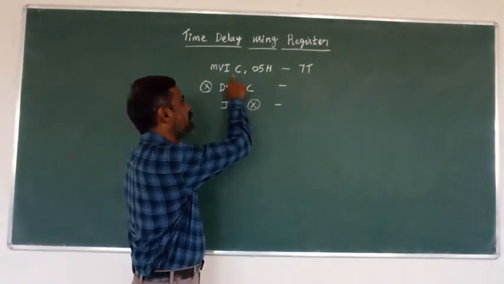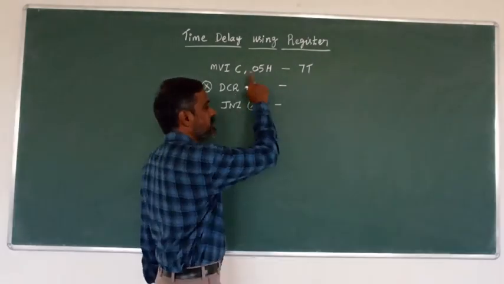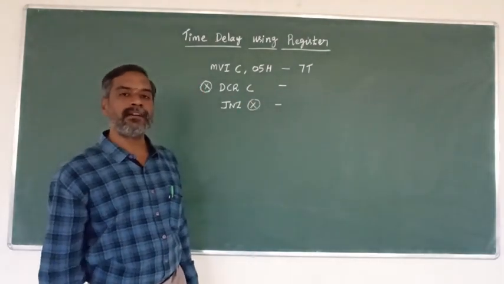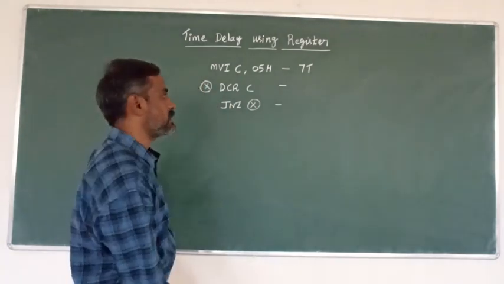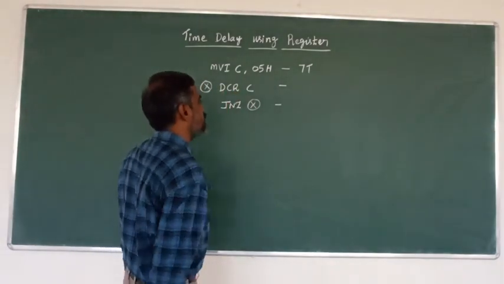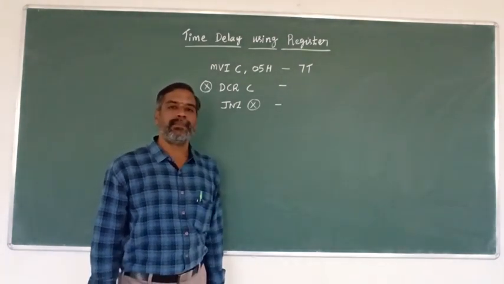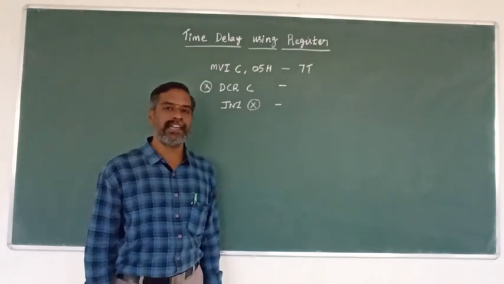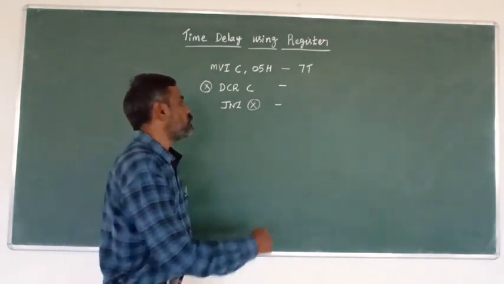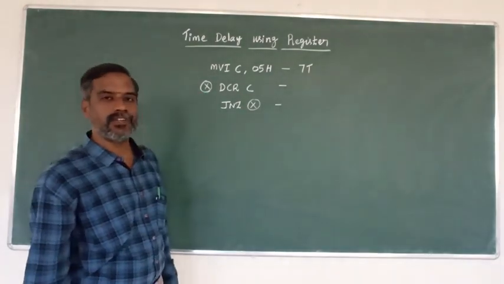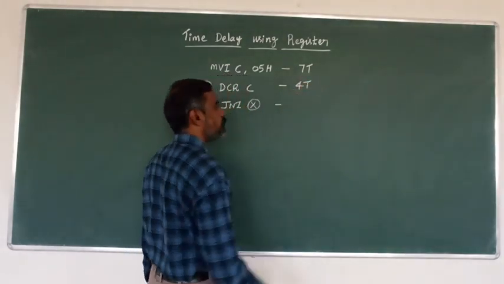The opcode fetch requires 4 T states, and the 8-bit data requires 3 T states. Total 7 T states required. And the next one, decrement C. DCR C is a single byte instruction, only the opcode, and for that it requires 4 T states.